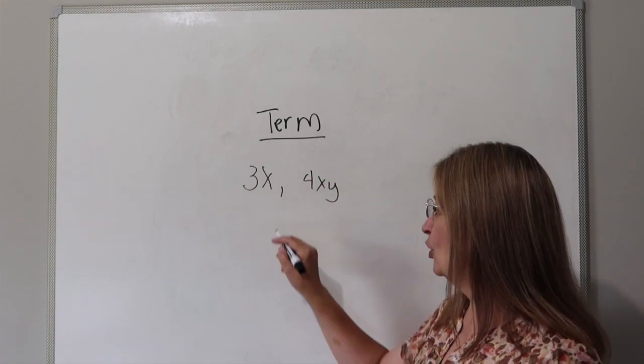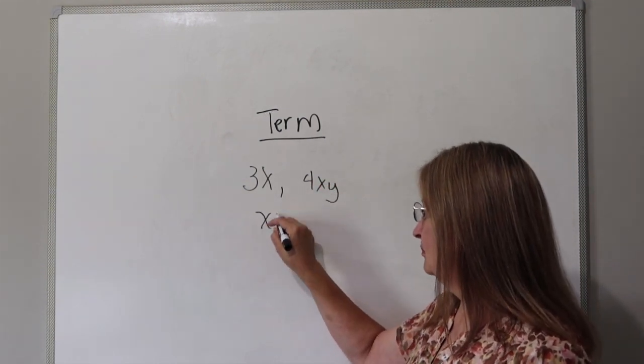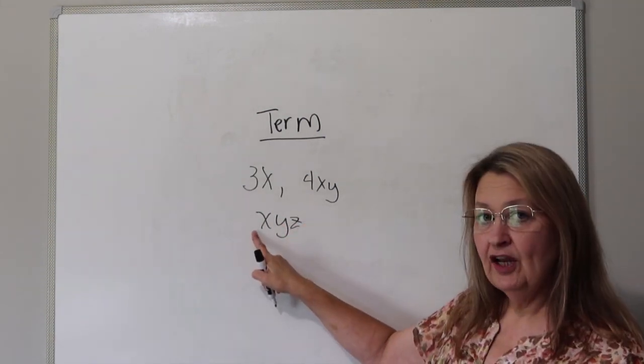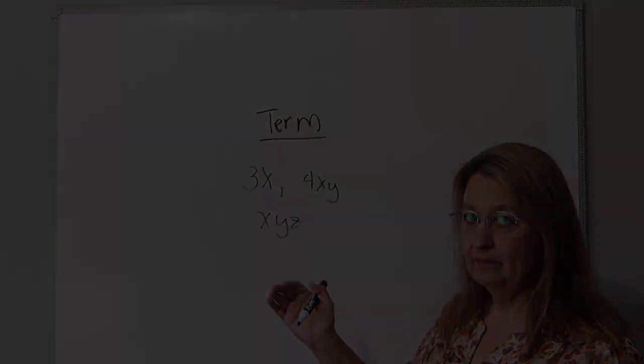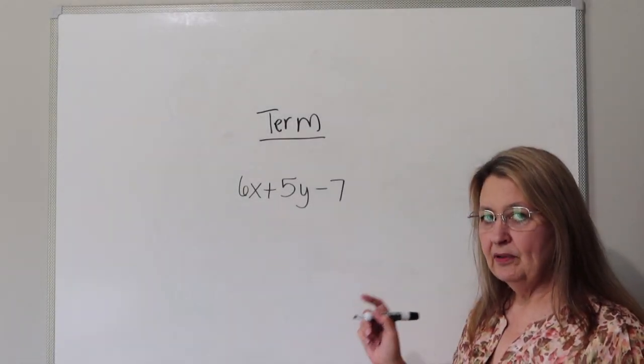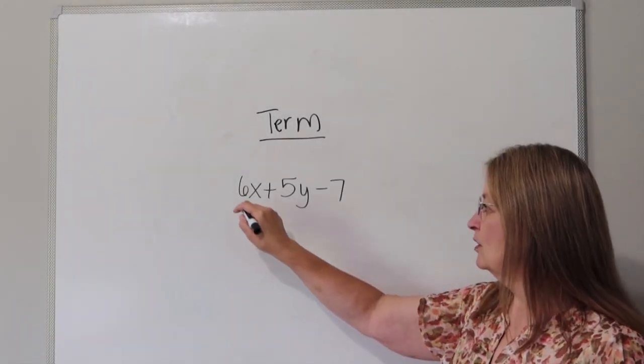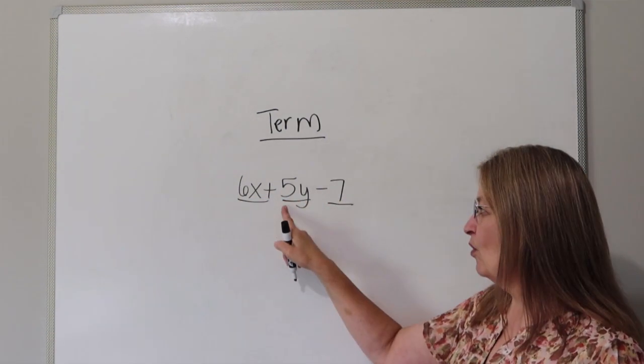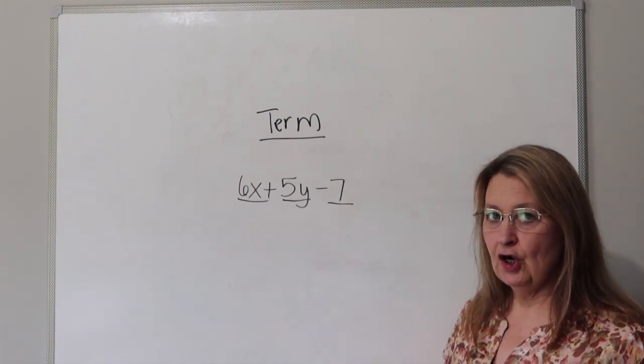4xy is a term. xyz is a term even though it doesn't have a number in front of it, because it's the understood one. Terms are separated by plus and minus signs. So up here there are 3 terms. 6x is a term, 5y is a term, and 7 is a term.